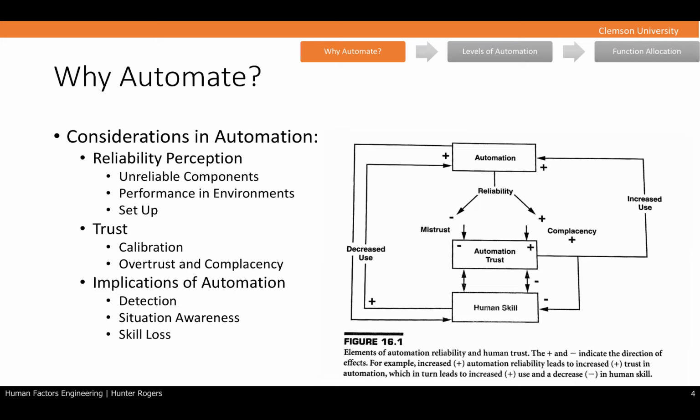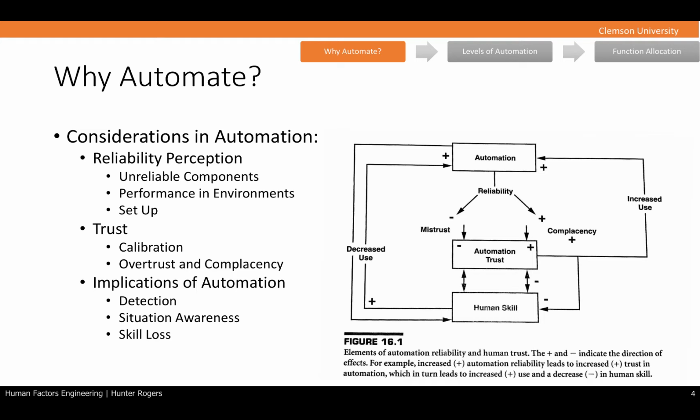So there are two things that can happen that we sort of already went over. We have an overtrust where people trust automation more than it's warranted, which leads to complacency, which is a failure to monitor automation, which leads to accidents, sort of similar to that Airbus story, where he wasn't monitoring what was actually happening and was trusting in what the automation was doing.